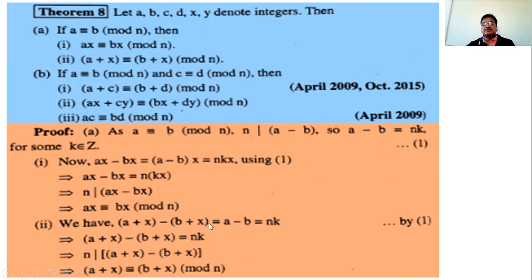So consider A plus X minus B plus X, and then the effect of this minus, what we have, plus x and minus x becomes 0. So we have A minus B. And the value of A minus B by assumption is what? nk, where k is an integer. And therefore, A plus X minus B plus X is expressed in the form n into some integer.